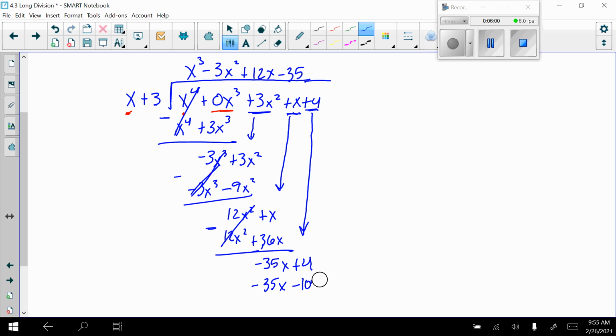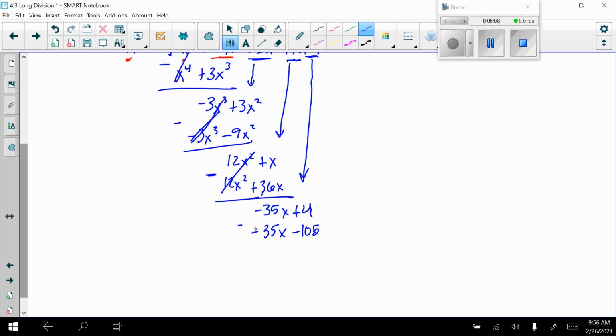Sorry, negative 105. Let's use a calculator if you need to, negative 105. And then we go ahead and subtract one more time. Okay, so this will cancel. 4 minus negative 105, that's like I'm adding, so that's positive 109.